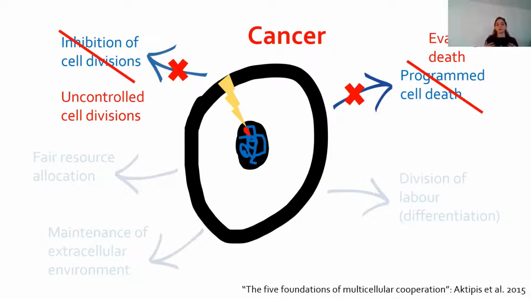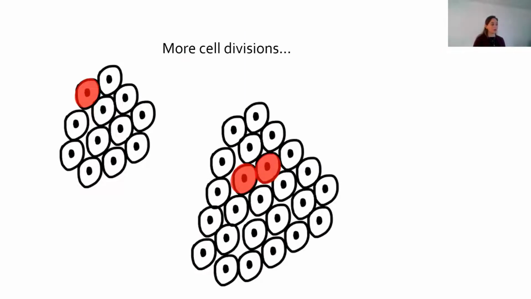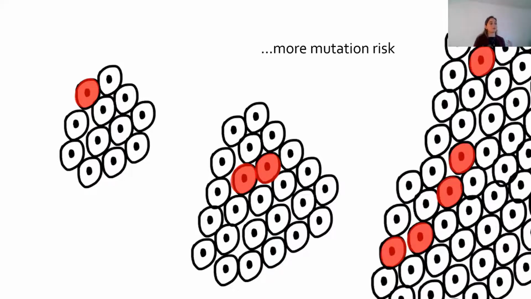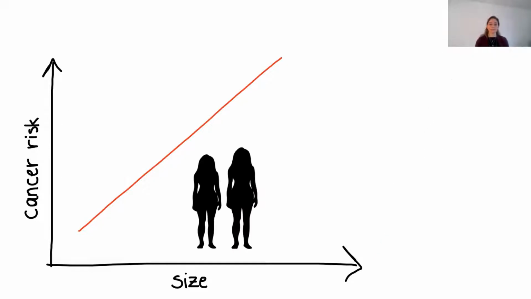So I already talked about this. Mutations might happen that can disrupt these mechanisms that ensure cellular cooperation. And these mutations tend to happen during cell divisions. So this implies that the more cell divisions an organism has, the more mutation risk it will have. So this might mean that, all else being equal, size associates with cancer risk, and cancer risk increases with body size. So is there evidence for this?